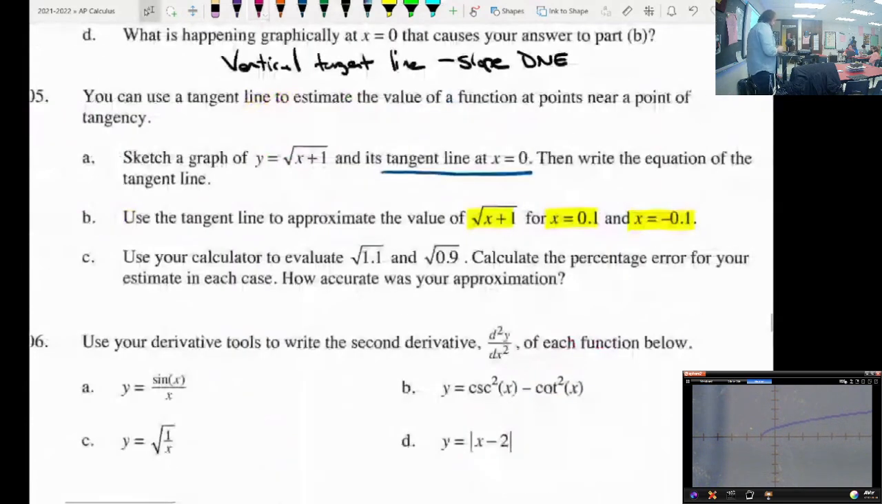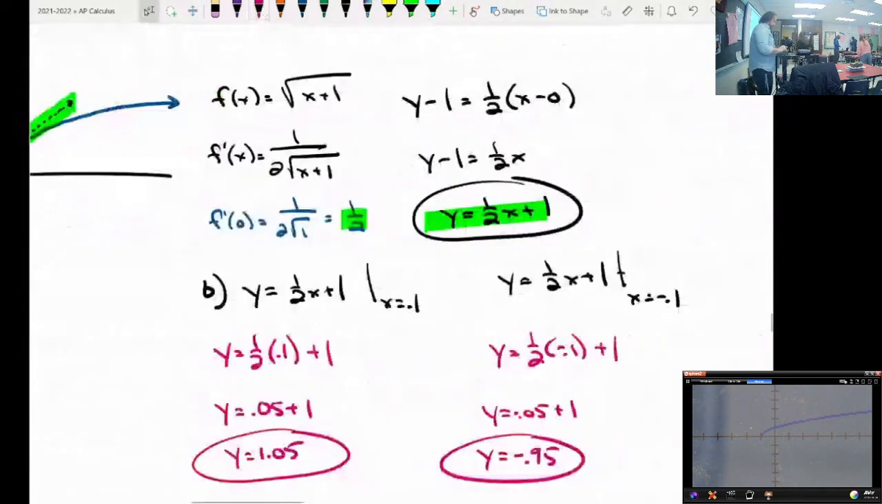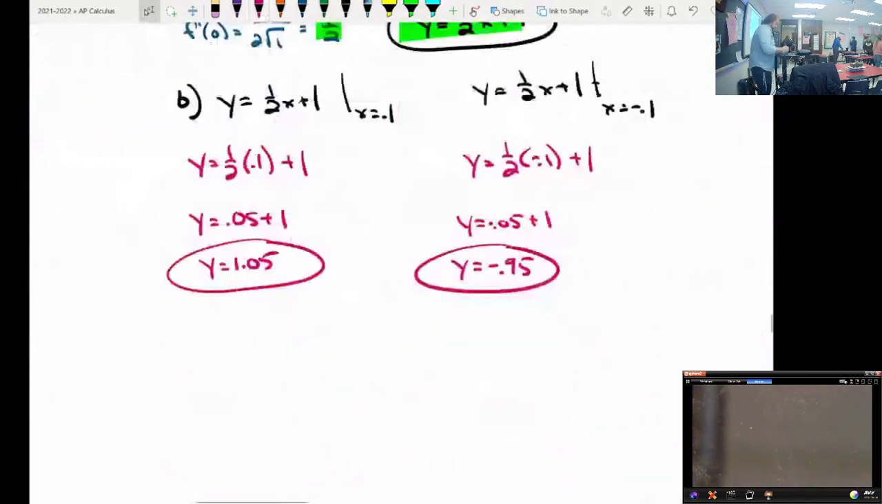Now the calculator is going to actually evaluate what the square root of 1.1 and the square root of 0.9 are. I'm going to finish this problem, and then I'll stop. What we're doing here is comparing the actual value of the square root of x plus 1 to these estimations that we got back over here. This is for part C.